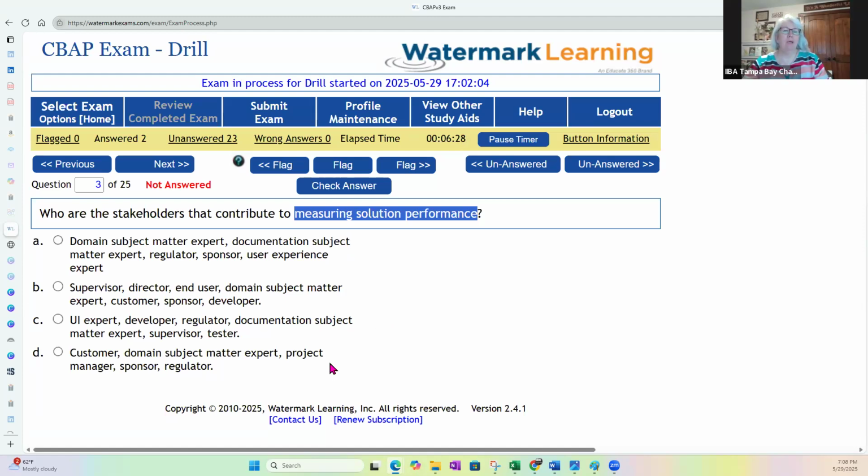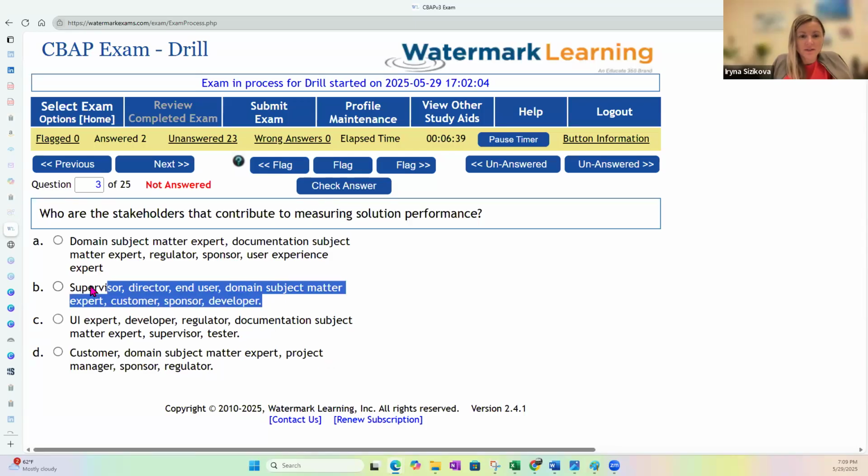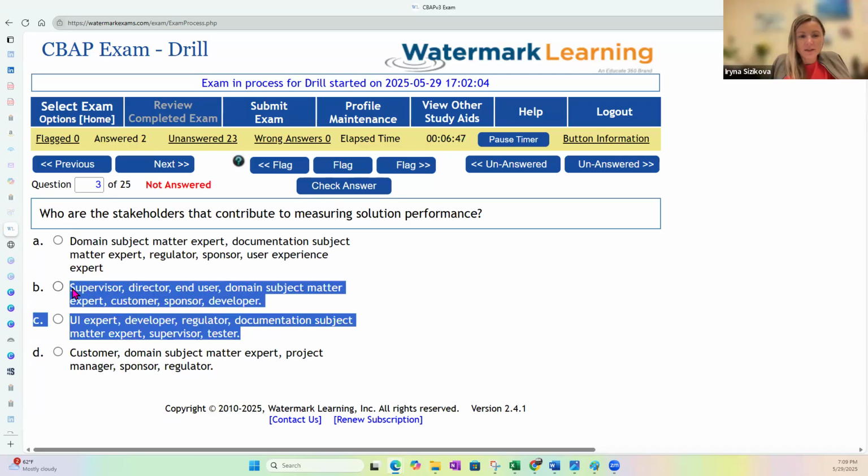Or customer, domain subject matter expert, project manager, sponsor, and regulator. Let's go ahead and eliminate these roles that aren't in the BABOK. Which ones would they be? So I would eliminate B, director. It sounds strange. Yeah, supervisor, director. We don't have those supervisor roles. So yeah, B and C eliminate. So between A and D.